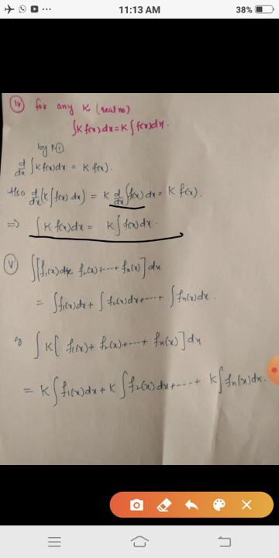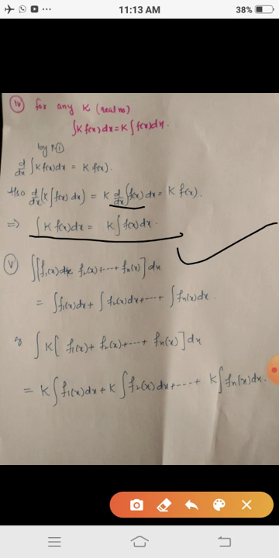Now this is the extension of this property, which is integral of f1(x) + f2(x) + and so on to fn(x) dx equals integral f1(x) dx plus integral f2(x) dx plus and so on to integral fn(x) dx. Or similarly, we can generalize the property for any k as integral of k times (f1(x) + f2(x) + ... + fn(x)) dx equals k integral f1(x) dx plus k integral f2(x) dx plus and so on to k integral fn(x) dx.